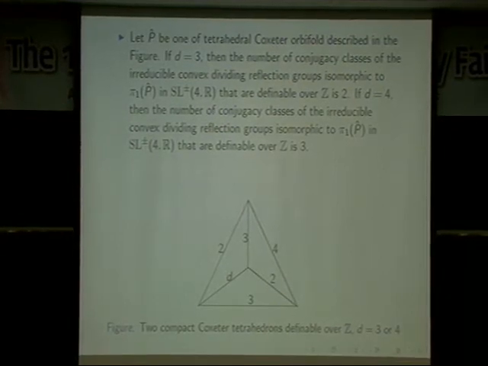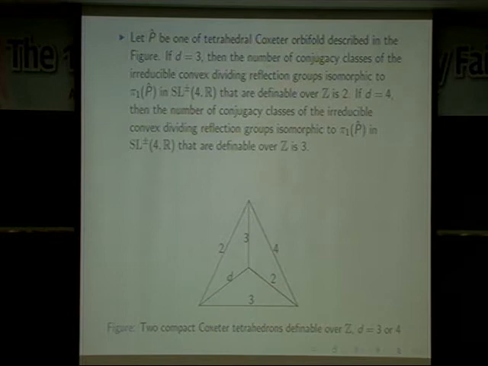So let P be one of the tetrahedral Coxeter polytopes described in this figure. They have edge orders 2, 3, 4, 2, 3, and D. So if D is equal to 3, then the number of conjugacy classes of irreducible convex dividing reflection groups isomorphic to this fundamental group in SL plus minus 4R that are definable over Z is 2.